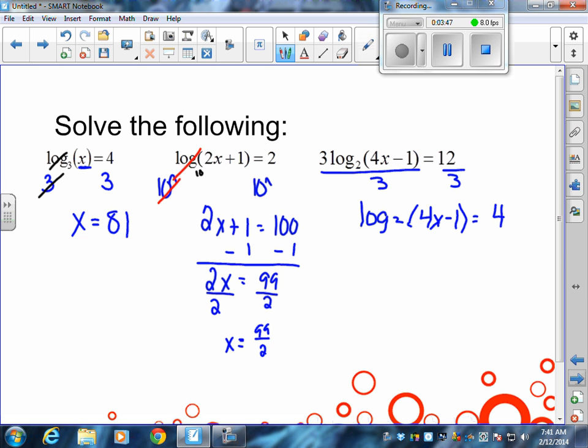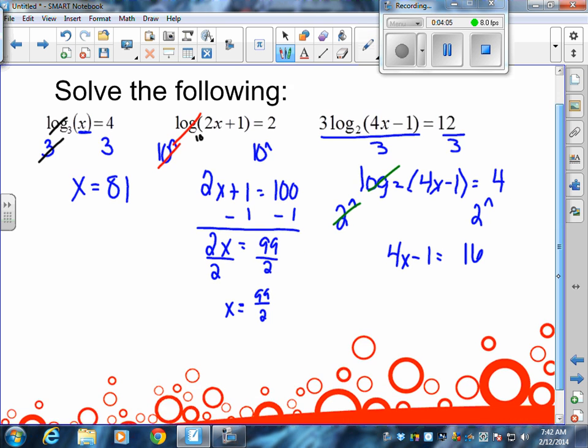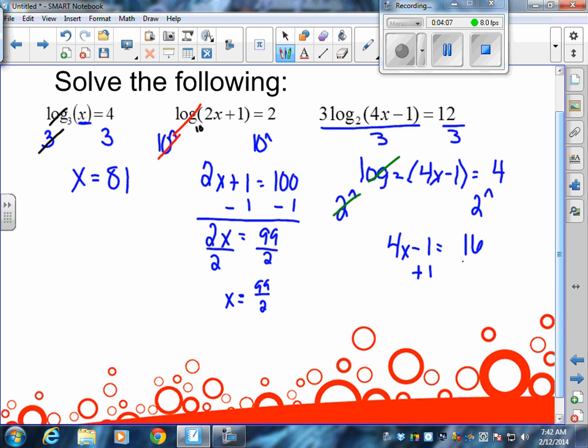Now I can get rid of the log base 2 by doing 2 to the. So 2 to the log base 2 cancels. 4x minus 1 equals 2 to the 4th. Well, 2 to the 4th is 16. And again, we're down to a linear problem, so we'd add 1.